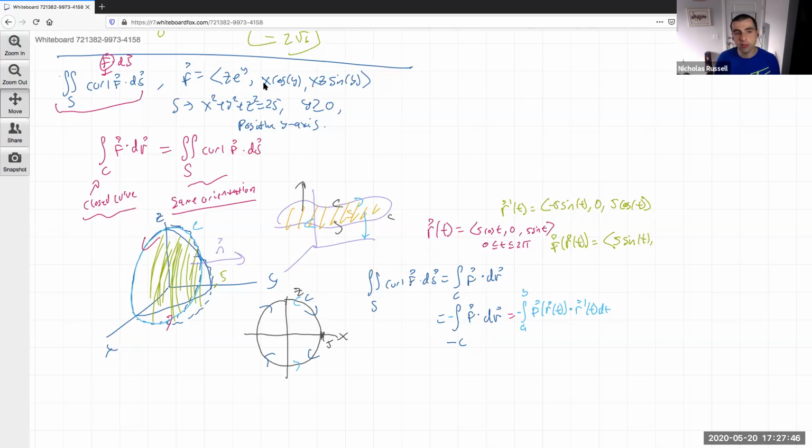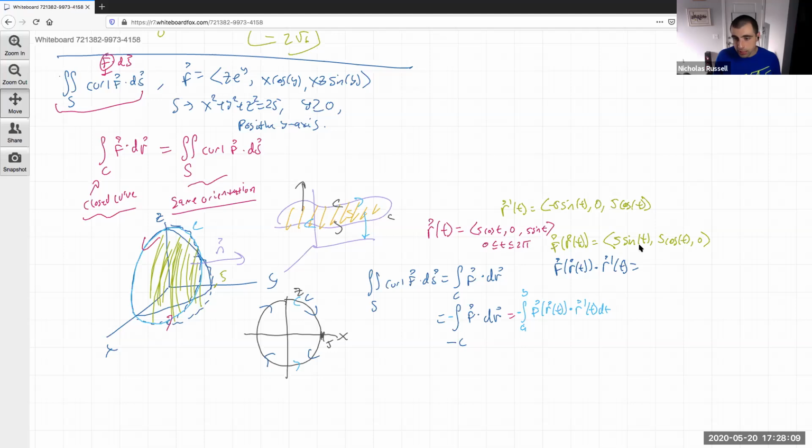This second part here is x times cosine of y. Cosine of y is 0. This becomes x, which is just 5 cosine of t. And this last part is 0, which is all beautiful. So now we take the dot product. I'm going to do this outside of the integral. It's going to look a little bit easier.